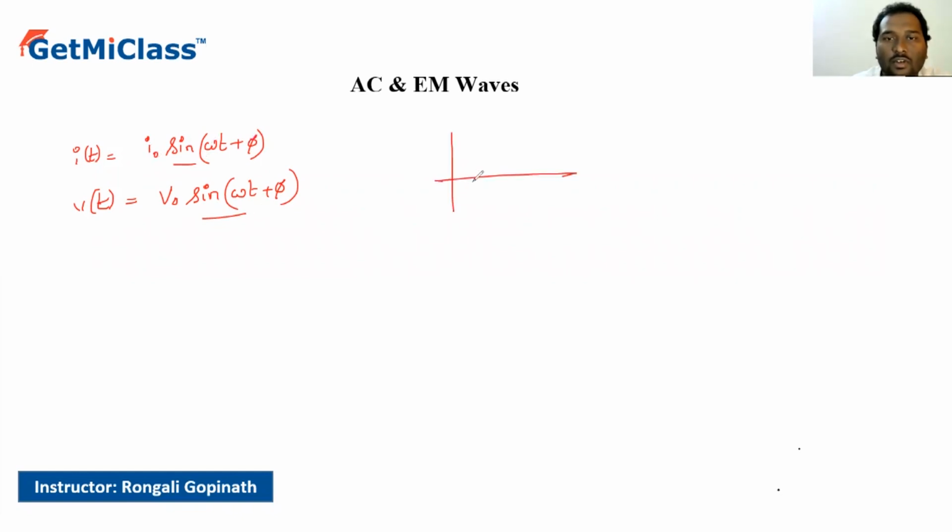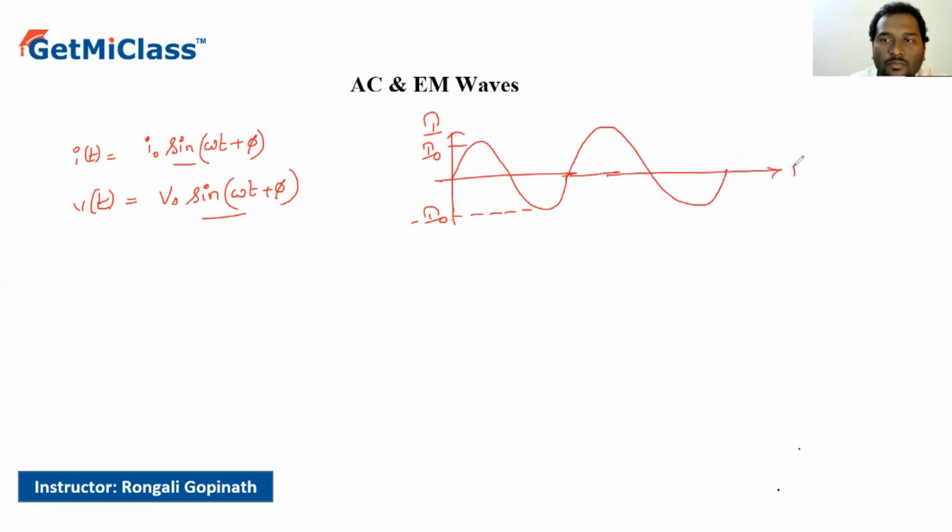A sine function looks somewhat like this. Let's say if we take I, the amplitude is I naught, and this would be minus I naught. It continues with time like this. Now, the time between two consecutive maximums of amplitude is called the time period of the signal, T.